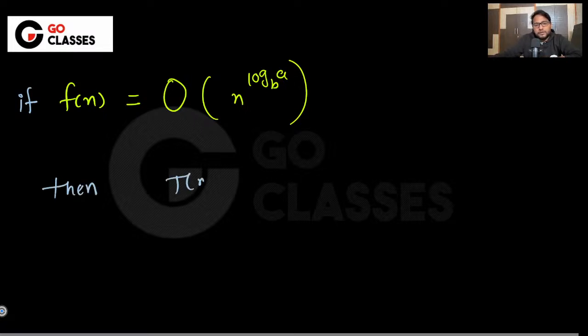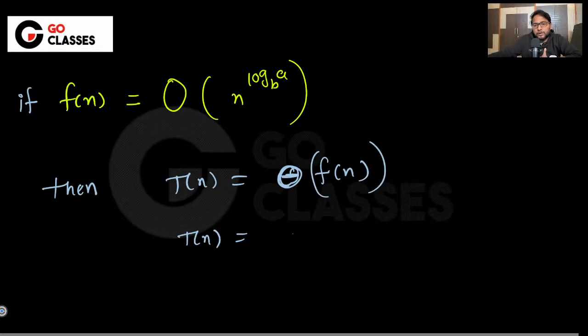T(n) is theta of f(n). T(n) is, okay, first of all tell me, is this true or false? True or false?